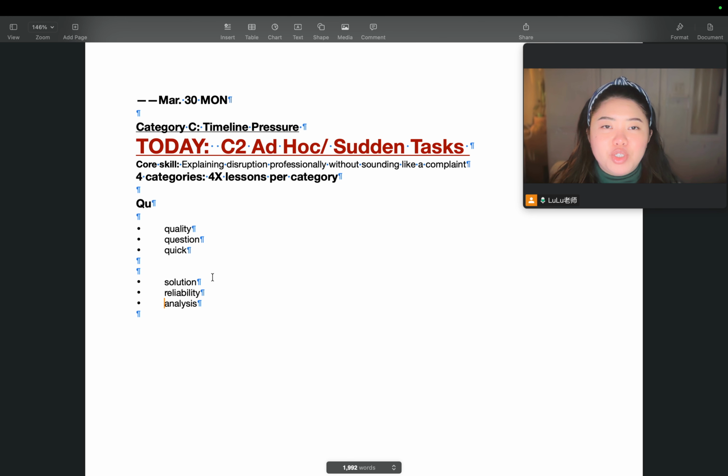Repeat. Solution. Solution. Reliability. Reliability. And this is a little difficult. See how you will say this. If you said analysis, maybe you're thinking of the verb analyze, but because it's the noun, it changes. It's analysis. Analysis. The emphasis is in the center. Analysis. Good. Choose one of these 3 words and make a sentence, please.